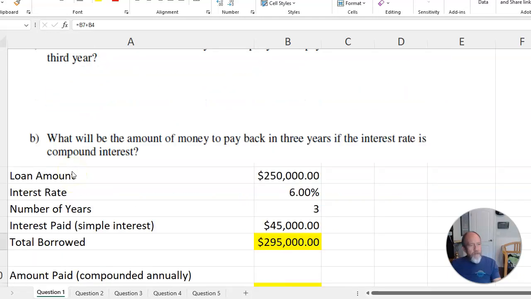This one's relatively straightforward. To calculate the interest that you would owe, it's simply the loan amount times the interest rate times the number of years. That's a simple interest loan. That'd be $45,000, which you add to the original $250,000 that the loan is. So you will need to pay back $295,000 in year 3.